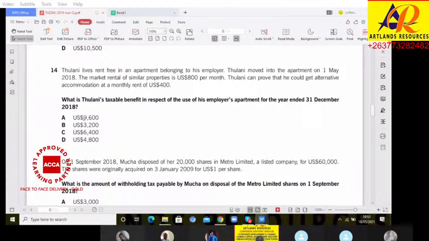Okay. Can someone tell me what I said about the housing benefit? What is it that I said about how we value the housing benefit?